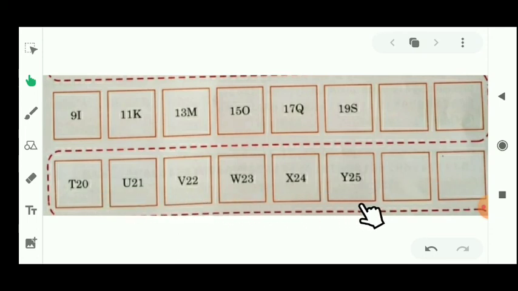Let's read the numbers. All numbers are in the sequencing order. 20, 21, 22, 23, 24, 25. The next number will be 26. Similarly, the next number will be 27. So here is the number 26 and here is the number 27.